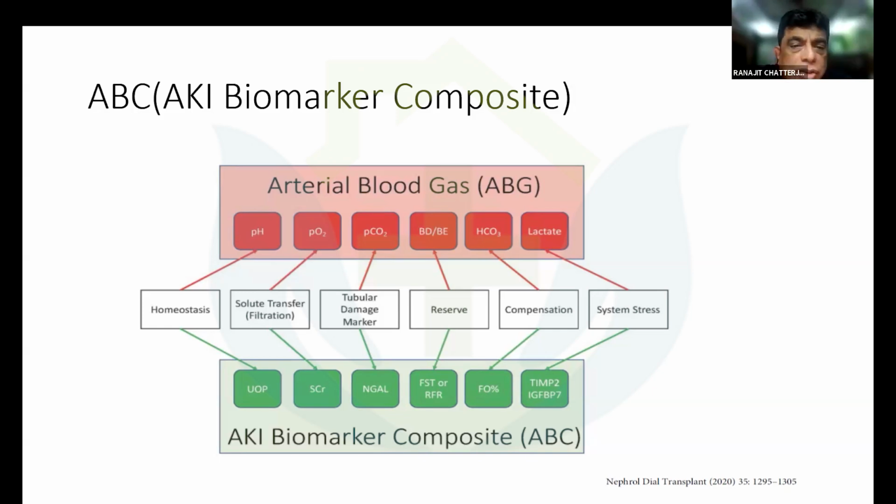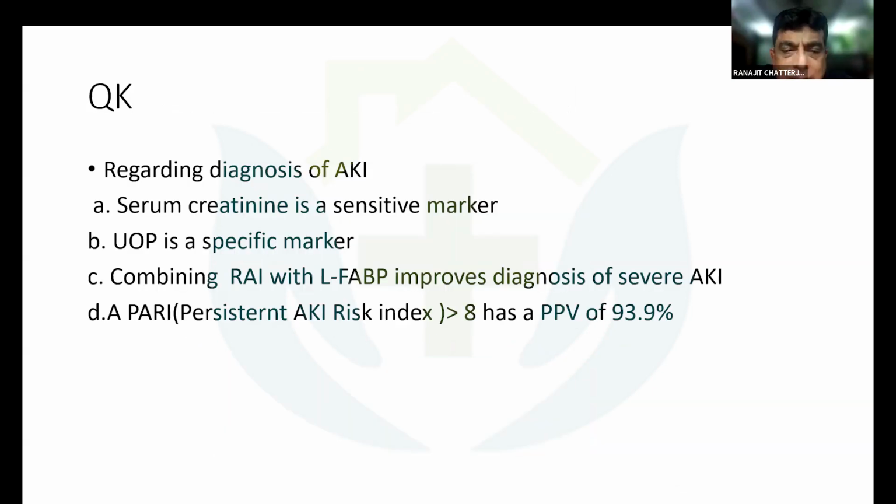So regarding diagnosis of AKI, serum creatinine is a sensitive marker. Urine output is a specific marker. Combining renal angina index with L-FABP improves diagnostics, more than 8 has a positive predictive value of 93.9%. I discussed the whole thing now. I've already discussed what should be the answer. A-type question.